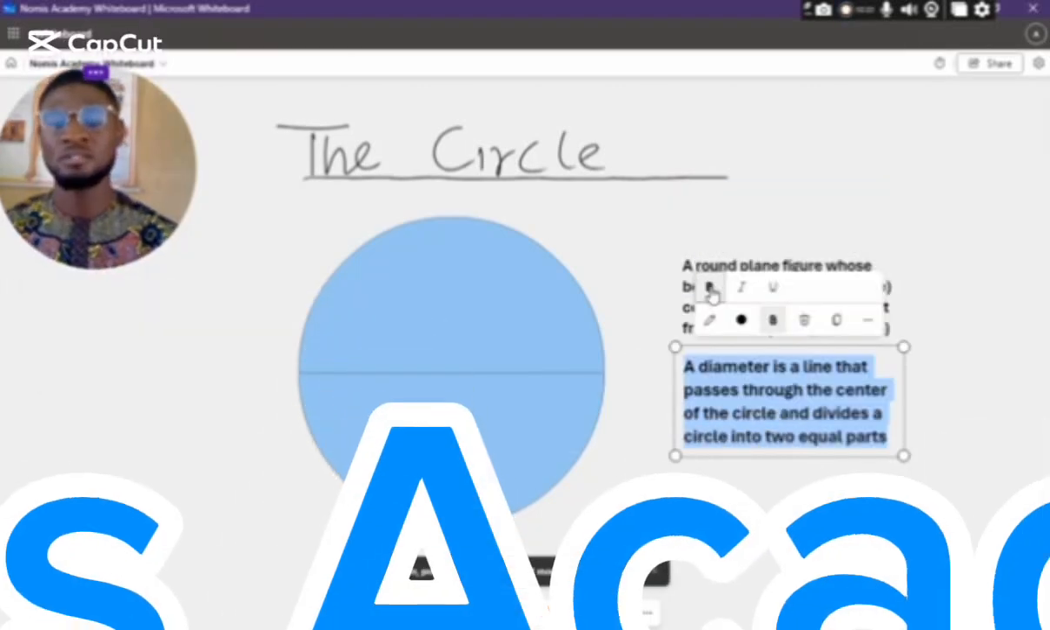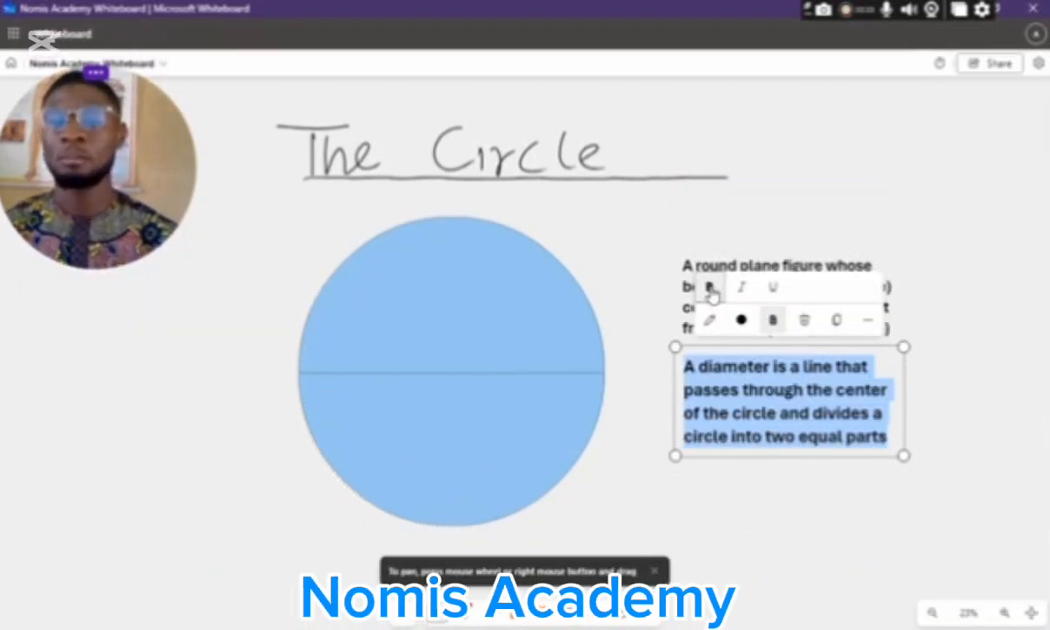When a circle is divided into two equal parts by a diameter, we have half of a circle, meaning that the upper part is half of a circle, and the lower part is also half of a circle. This is also known as a semicircle.